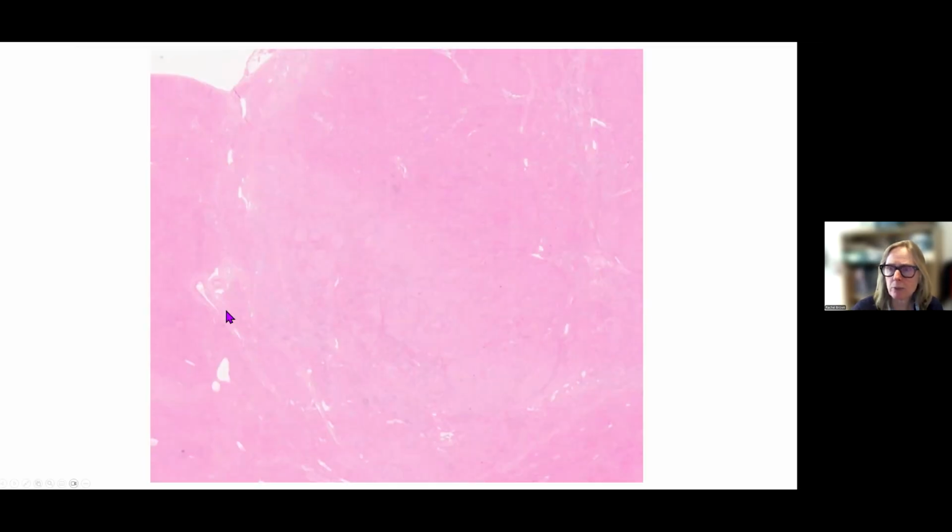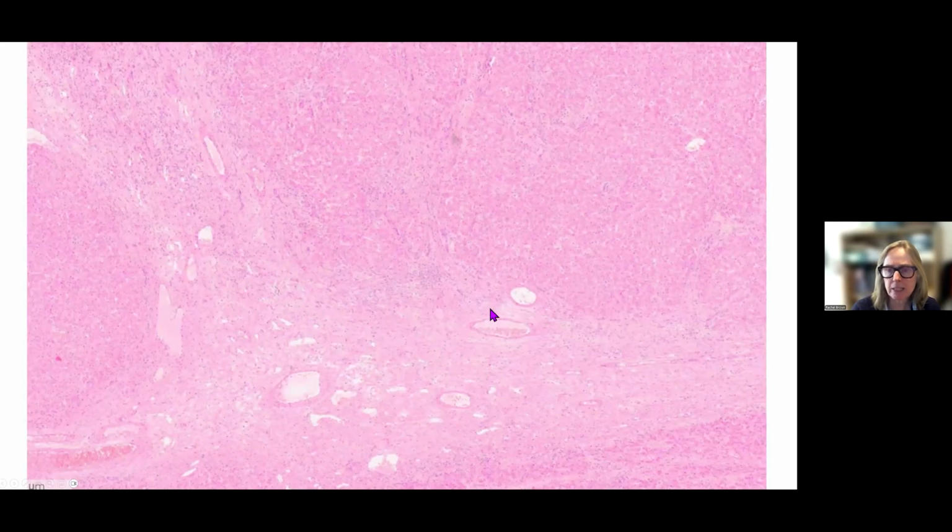Here we are at more medium power, so the background liver is on this side, and here we've got the edge of the lesion, which becomes harder to define the higher power you go, which is quite often the scenario here. It's useful to keep coming back out to low power to define where you think a lesion is. And here's an example of a fibrous septum.